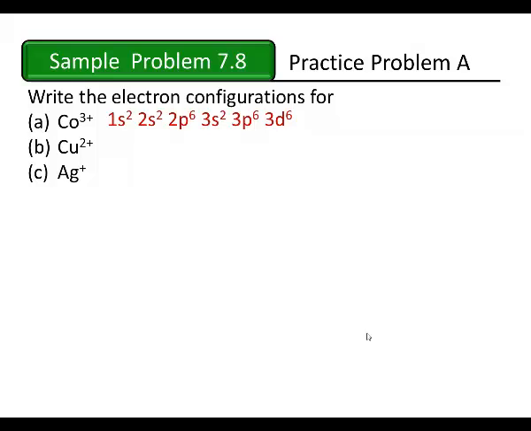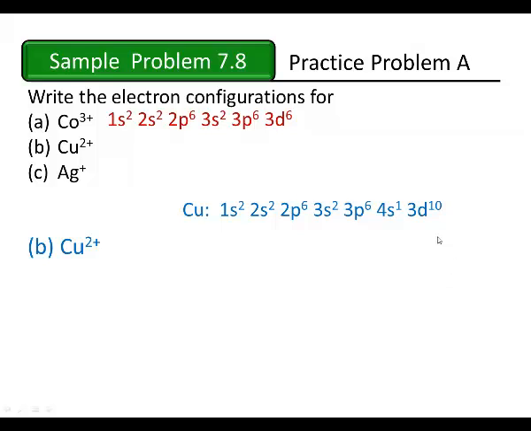In the next question, we examine copper with a charge of +2. We'll begin our solution by thinking about a neutral copper atom that contains 29 electrons arranged as 1s2, 2s2, 2p6, 3s2, 3p6, 4s1, and 3d10.